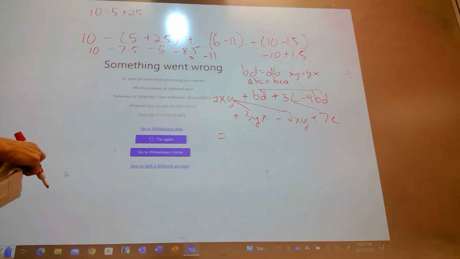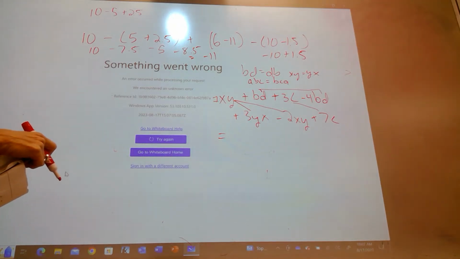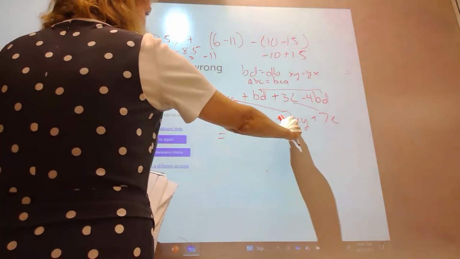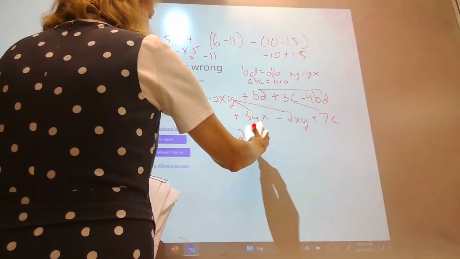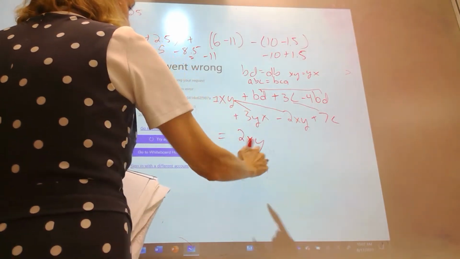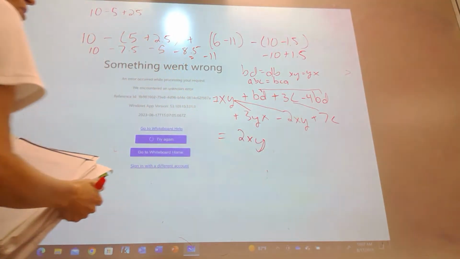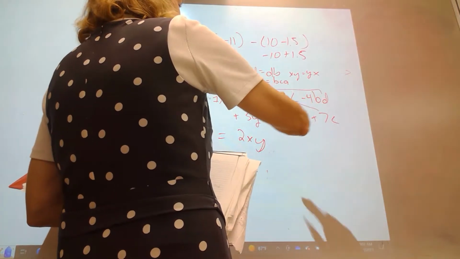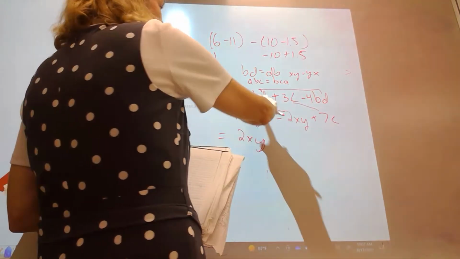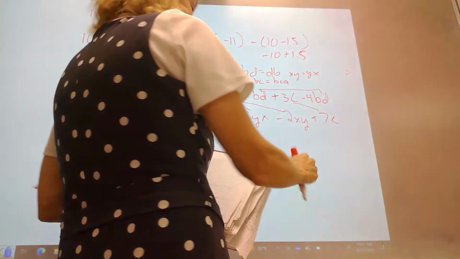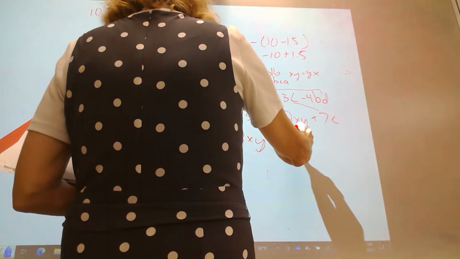Okay, so 1XY plus 3XY minus 2XY. How many XY does that give us? 1 plus 3 minus 2? 2. Okay, we have 1 plus 3 gives us 4. We subtract 2. 4 minus 2 is 2. BD minus 4BD. Again, the 1 here is implied, so you have 1 minus 4BD. Minus 3BD.